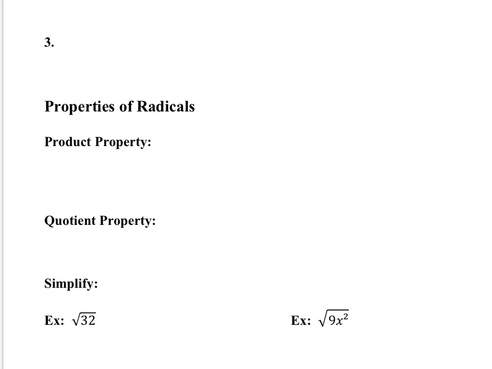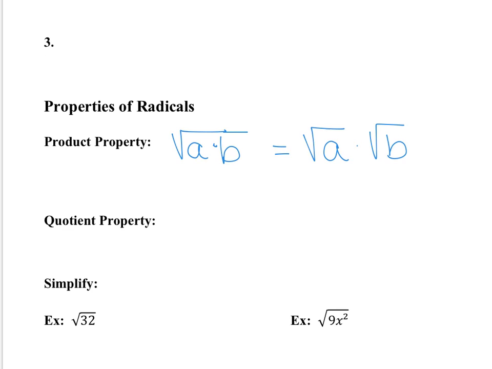The first property that we're going to look at is the product property of radicals. The product property says that if you have the square root of a times b, so two things being multiplied within a radical, you're allowed to split those things and give them each their own radical. This will allow us to simplify. Now the product property works in both directions. If you have the square root of a times the square root of b, you're allowed to put them underneath the same radical and multiply them. The first thing we're going to focus on is the splitting of the product property, and then the putting back together.